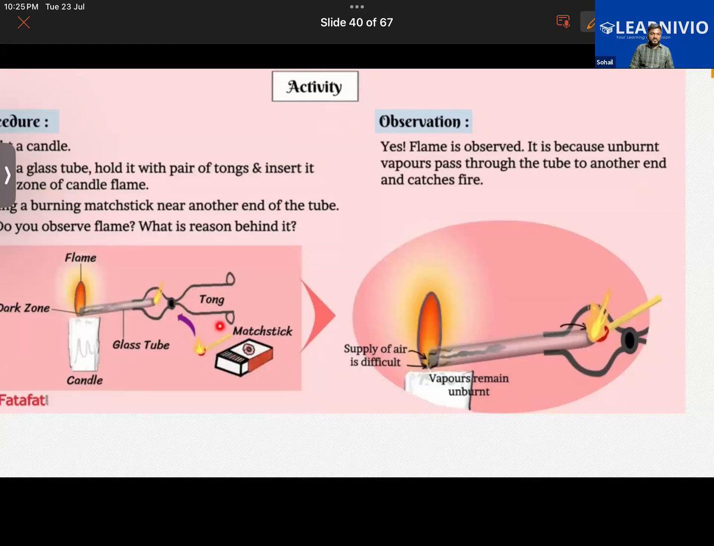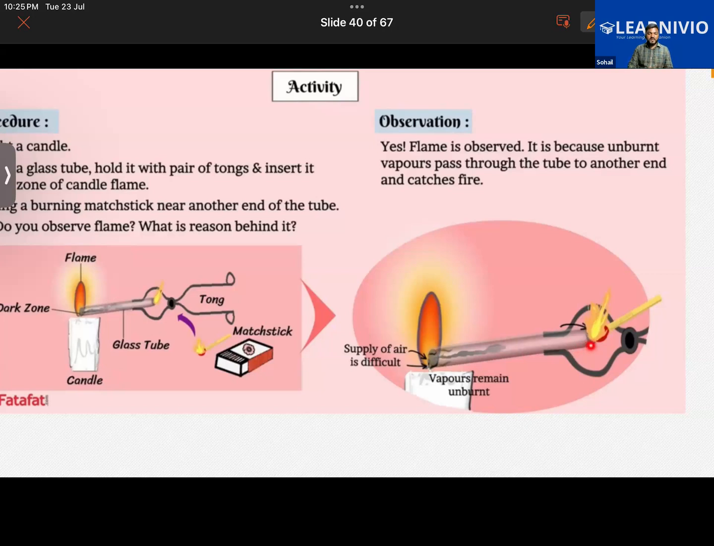As soon as you bring the matchstick near the mouth of the glass tube, the wax vapors immediately ignite and catch fire, because here they had a supply of a good amount of air. While in the innermost zone, the supply of air to the wax vapors was difficult, so it was not burning. But as soon as you took it via the glass tube to the other side, it vigorously caught fire.